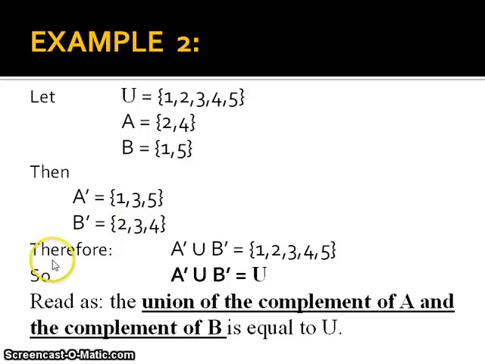So therefore, if we get the union of the complement of A and the complement of B, combining all their elements, we have 1, 2, 3, 4, and 5. So we can say that the union of the complements of A and B is also equal to the universal set.